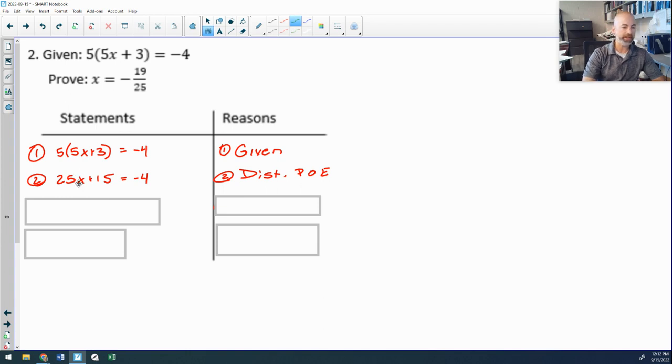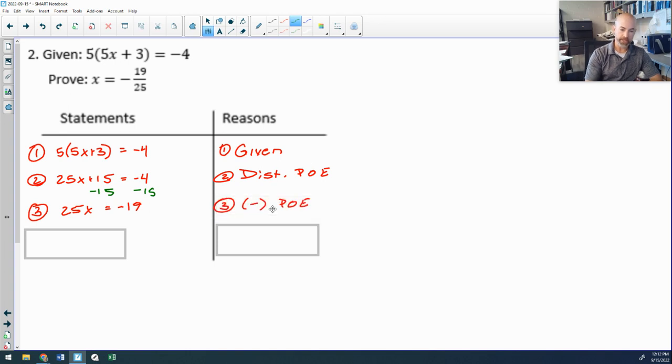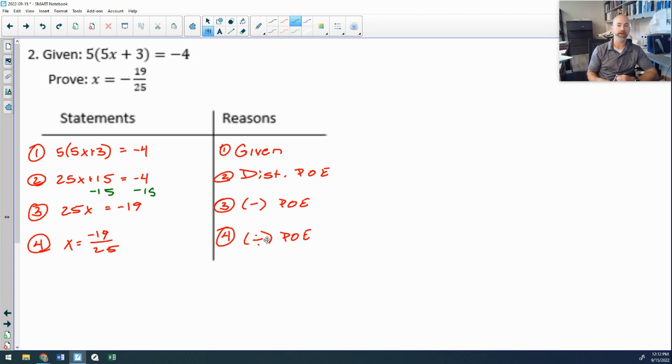My next step, I'm just channeling my algebra skills. I want to solve for x. Let's subtract that 15. And so negative 4 minus 15 is negative 19. And again, if you need to actually write the step in here to help you decide what property you're using, write it in there. And I can see that I subtracted 15. And so that line 3, to get from step 2 to step 3, I used the subtraction property of equality. And then finally, my last step, I will divide by 25. And to get from step 3 to step 4, I divided. So your final reason is the division property of equality.